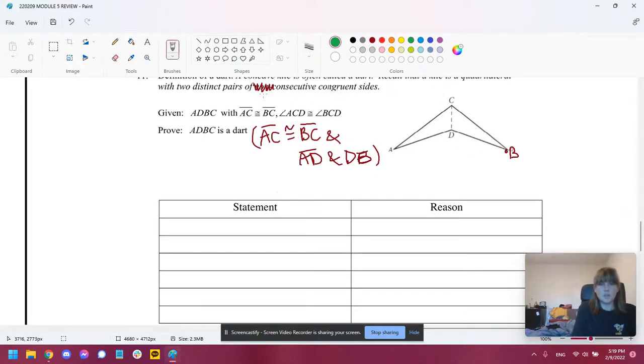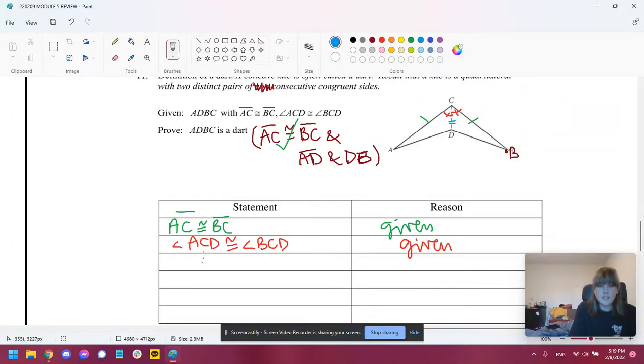Okay, so we'll start with the given. AC is congruent to BC because they told us. And already we've checked off one of our things. Nice. They also told us that ACD was congruent to BCD, the angles. So ACD is this angle. It's congruent to this angle. And again, that was given to us. So we'll write given.